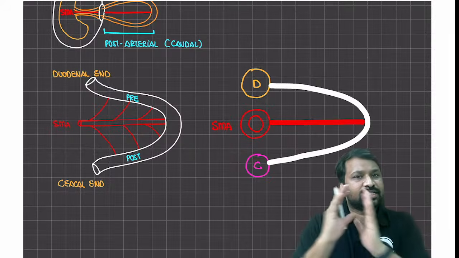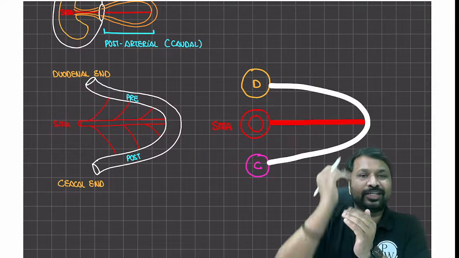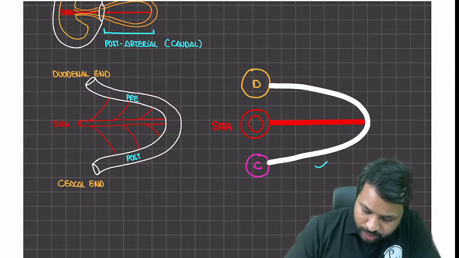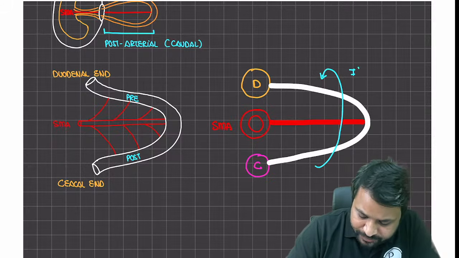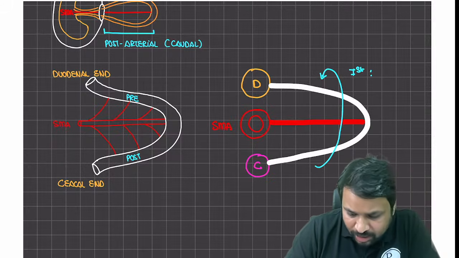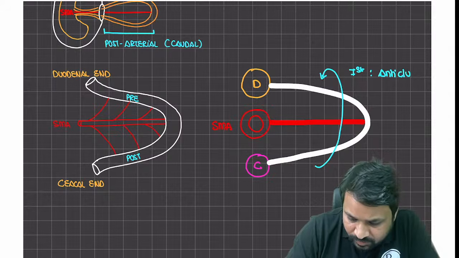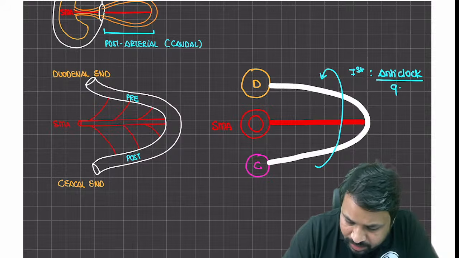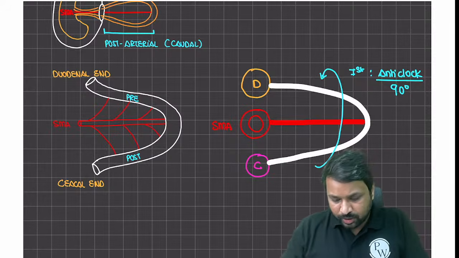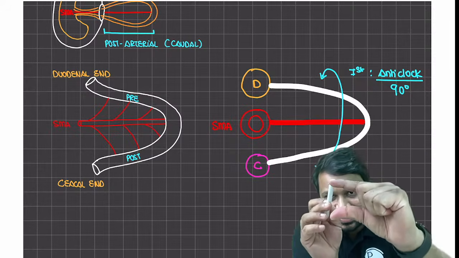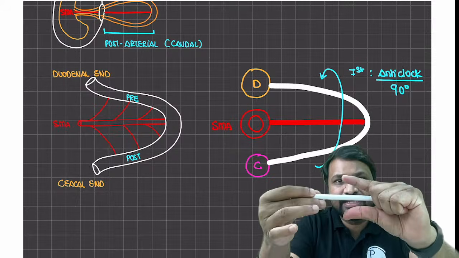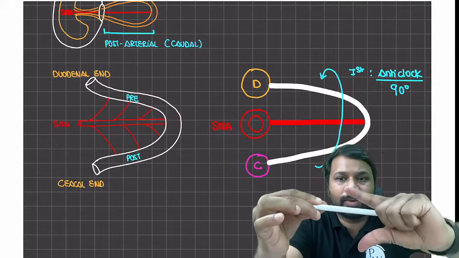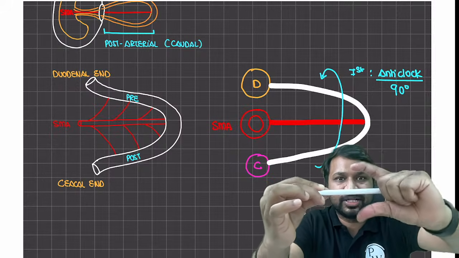Until this point, everybody is clear that this is the orientation of our superior mesenteric artery, duodenal end and cecal end, right? Now the first rotation that is going to occur is going to be in the anti-clockwise direction. So this is the first rotation. This is your anti-clockwise direction, and this is going to be 90 degrees. Okay? Now you need to understand it this way. You take this as the duodenal end, this as the cecal end, this is your superior mesenteric artery. The first right angle in an anti-clockwise direction is going to be in this particular direction. So it was like this, it became like this.